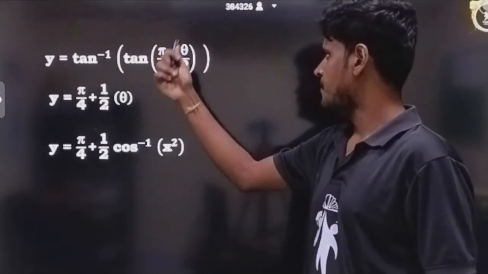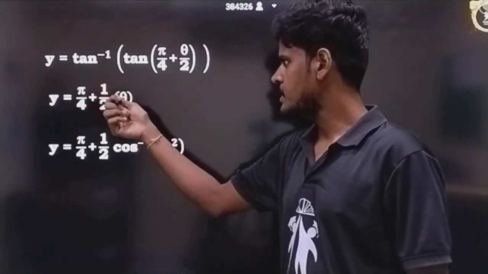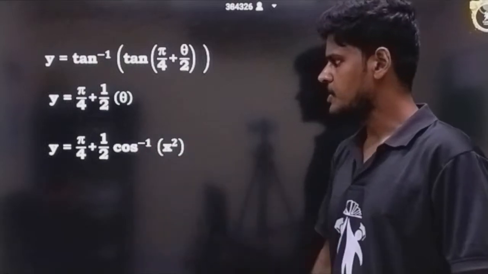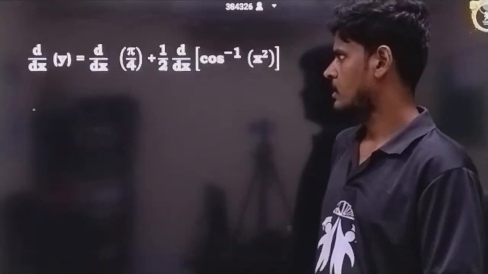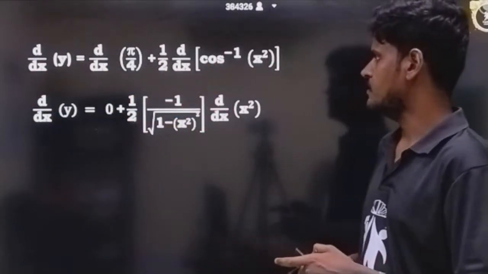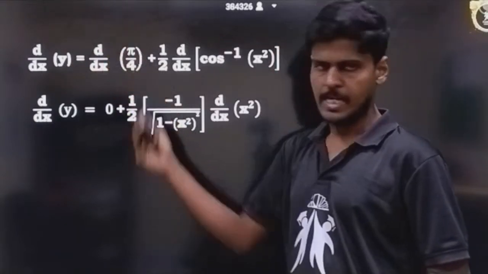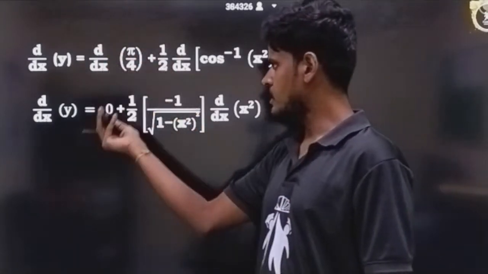Tan inverse tan of pi by 4 plus theta by 2. So this will be pi by 4 plus half of theta, and what is theta? Cos inverse of x square. Now we will differentiate this. Differentiation of pi by 4 plus half cos inverse x square. Differentiation of constant is 0. Pi by 4 is nothing but a constant, so it is 0.